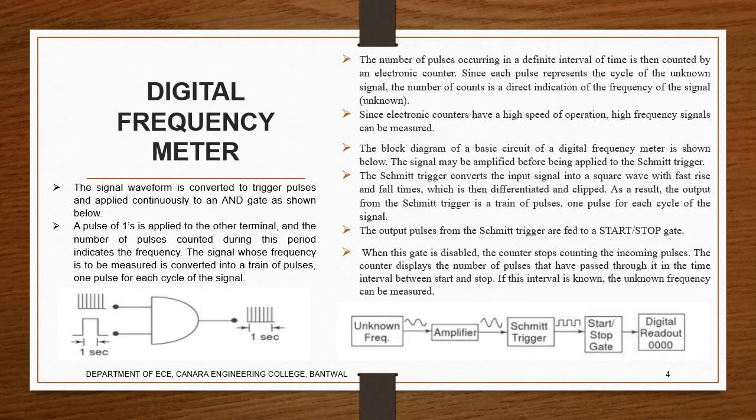So what is done? An unknown signal can be given, the number of counts of these pulses can be captured, and that determines the frequency of the signal. And the counters usually have high speed of operation, and high frequency signals can be measured.